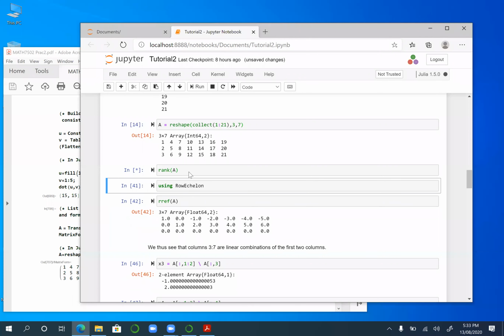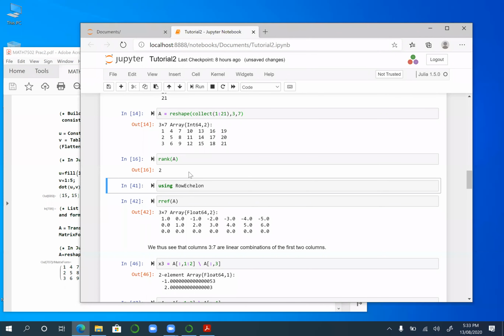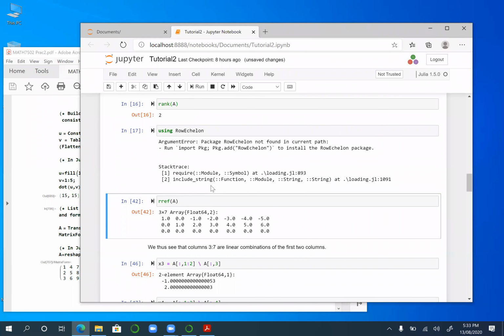So rank, you can see it's going to be 1. So yes, that works, great. Okay, next we've got to put in using RowEchelon. I can see I get an error here straight away. Okay, so this is not enough here. So we need something else.